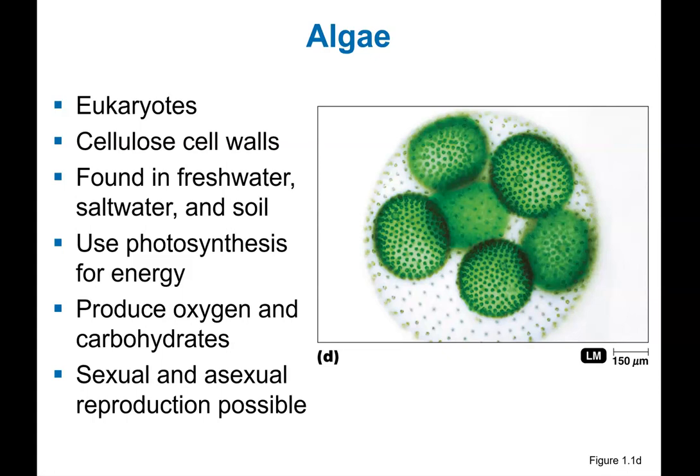So algae, these are eukaryotes. They have cellulose cell walls. They have different pigments to perform photosynthesis. Like you can see here, these obviously have chlorophyll, giving them the green color. These are usually found in some kind of aquatic environment. And being photosynthetic, of course, they produce oxygen and carbohydrates. They can be unicellular or multicellular. Unicellular forms are plankton, and multicellular forms are different types of what we tend to call seaweeds. They can reproduce sexually or asexually.